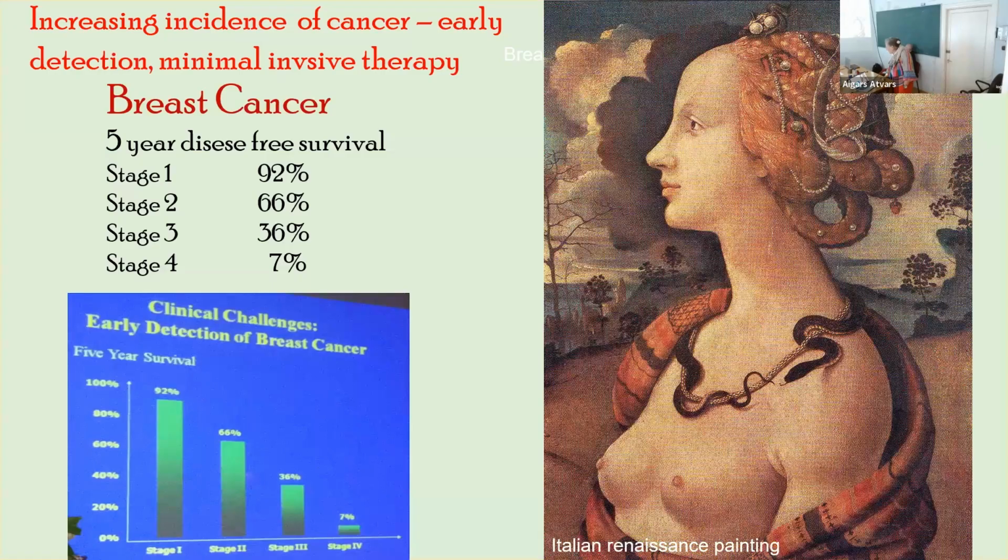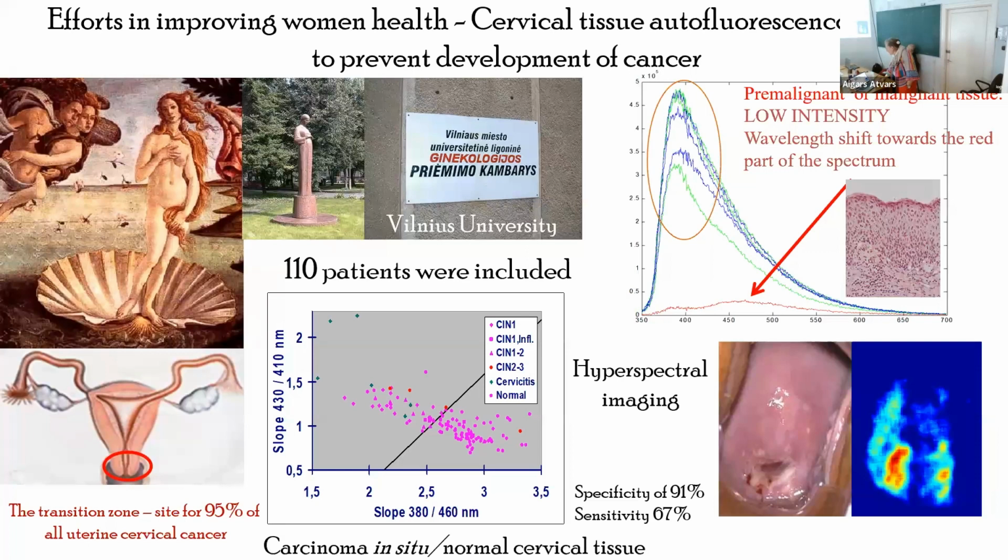I also mentioned that it's very important with early detection. This is a case of breast cancer. If we detect the cancer early, you see that the survival-free percentage is almost 100%, while if we discover it late, it goes down dramatically. So this is one motivation for why we should be very early with detection.